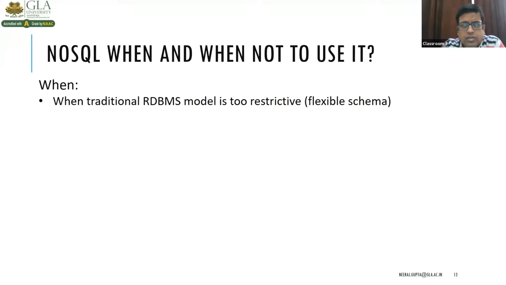Okay, when the traditional RDBMS model is too restrictive. Our RDBMS model is very, very restrictive, right? Because of the scalability issue. Scalability. And it is scalable only vertically. There should be things which are horizontally scalable. So this RDBMS model is not horizontally scalable.